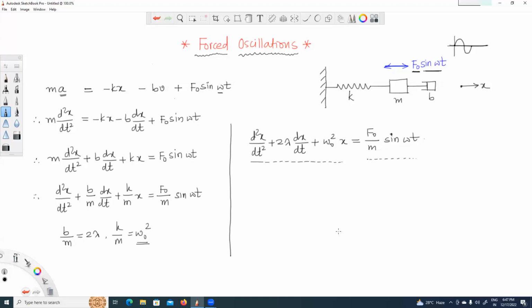So briefly, we'll discuss the methodology to solve this particular differential equation. So let's discuss now. We have this differential equation. I'll write this again: d²x/dt² + 2λ dx/dt + ω₀² x = (F₀/m) sin ωt.